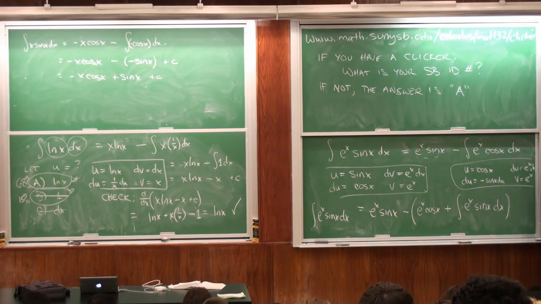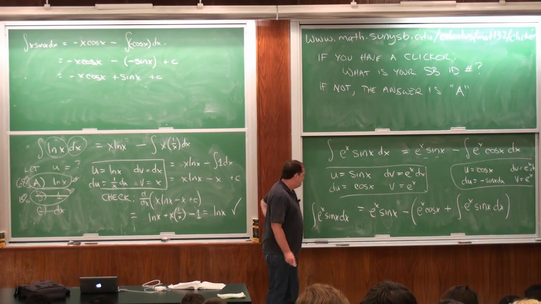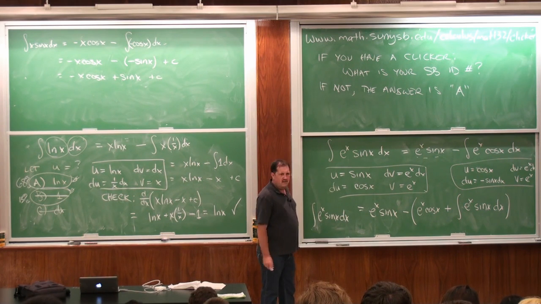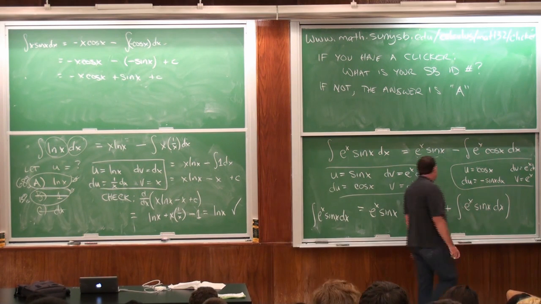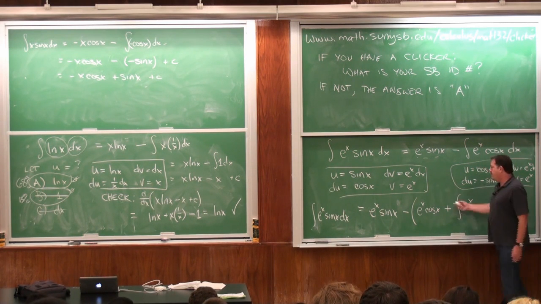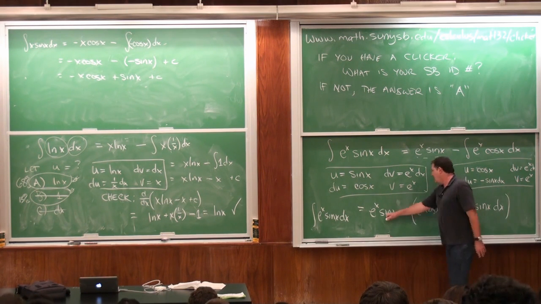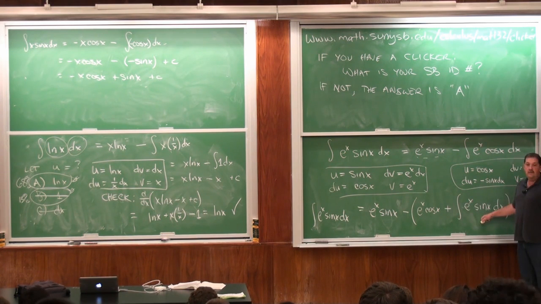Okay. Now that looks like we didn't get anywhere, and somewhere I have a mistake. Where's my mistake? No, there's a sign wrong. Oh, no, there's not. It's fine. If I distribute the negative, I get the thing equals e to the x sine x minus e to the x cosine x plus itself.